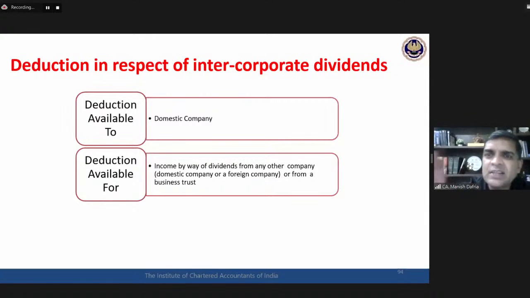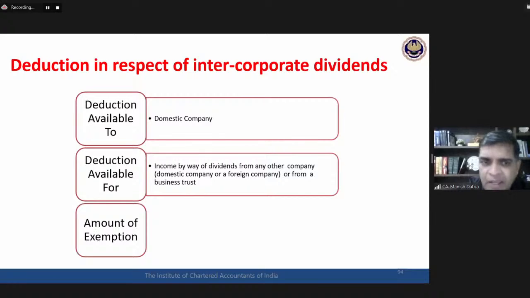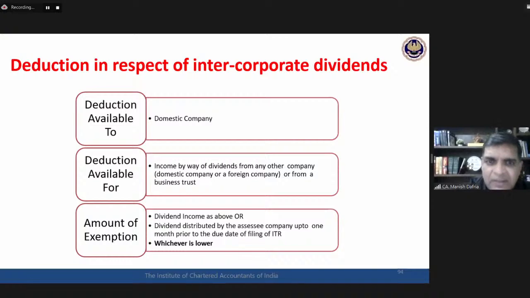So I am XYZ Private Limited. I have received a dividend from ABC Private Limited. I can claim an exemption with respect to this dividend under section 80M. How much is the amount of exemption? Now this is simple. Calculation does not have any problem. How much is the exemption available? Whatever dividend I have received or the dividend which I have distributed to my shareholders, whichever is lower.